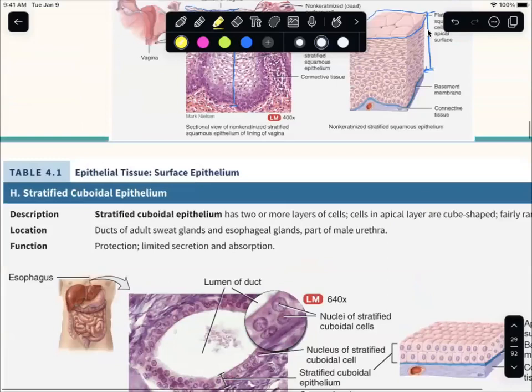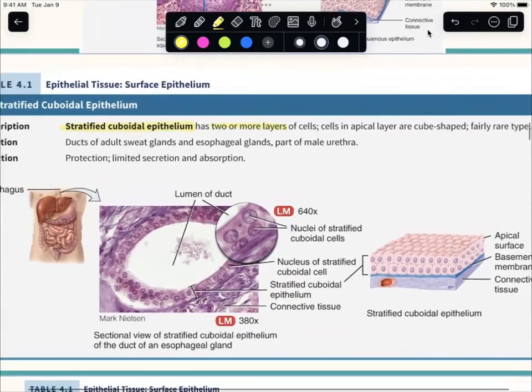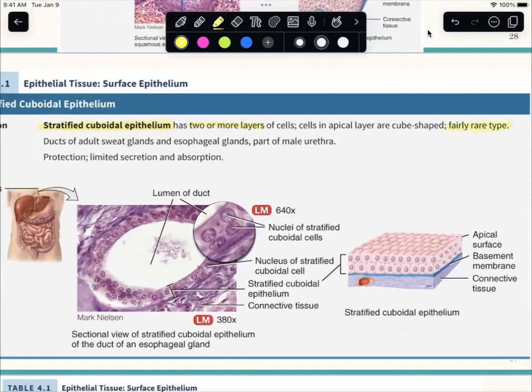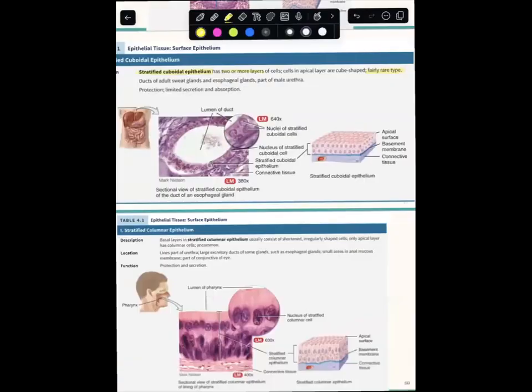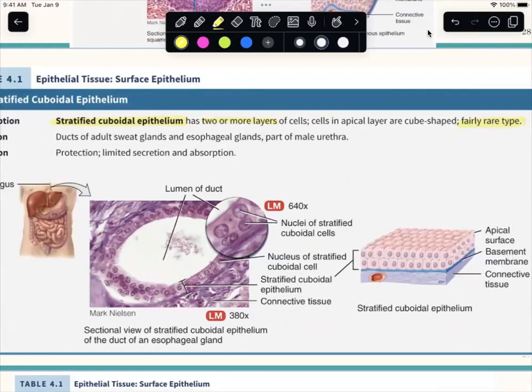So this next picture, we have stratified cuboidal epithelium. Again, stratified has 2 or more layers, and it's fairly rare. Here's the secret. It's not necessarily a secret, but a lot of people don't always mention it. Stratified cuboidal is not something you're going to find with more than 2 layers.